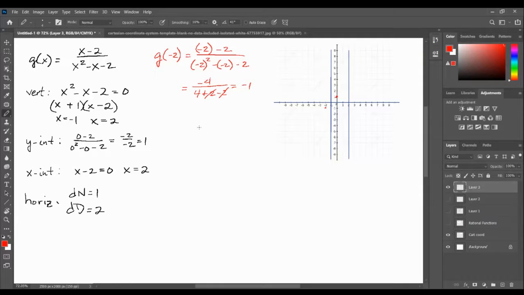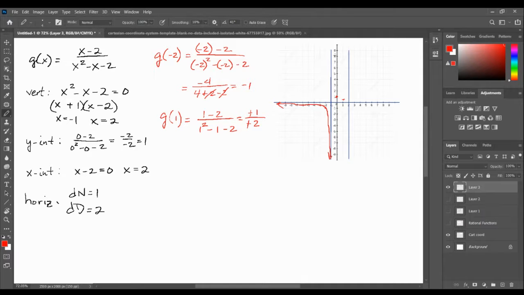We could pick some others, but let's try a g of 1. And we get 1 minus 2 over 1 squared minus 1 minus 2. 1 minus 2 is -1. 1 minus 1 is 0, minus 2 is -2. So we would get a half at 1, which is right there. And as we got other numbers, we would find that the graph starts here, comes up, goes through that point, and approaches the horizontal asymptote without crossing.